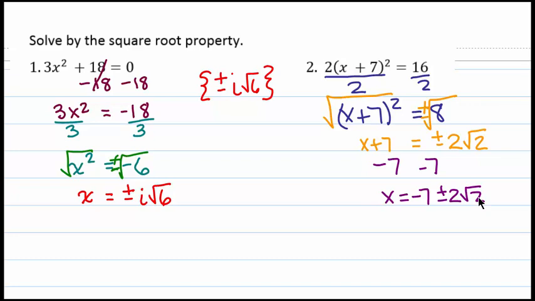Then, of course, I always write it in set notation. So negative 7 plus minus 2 square root of 2, and then close my set notation.